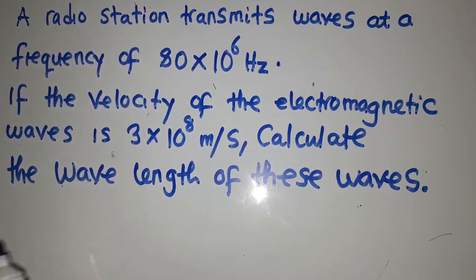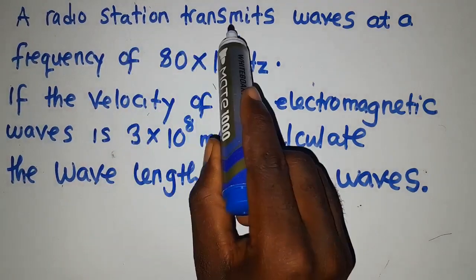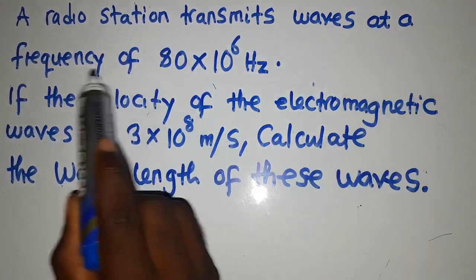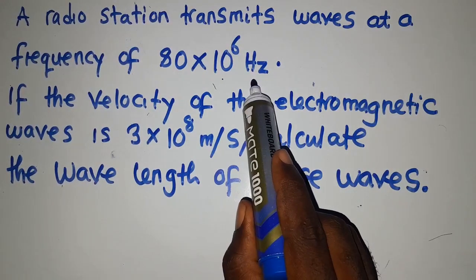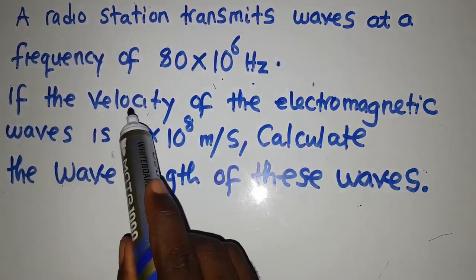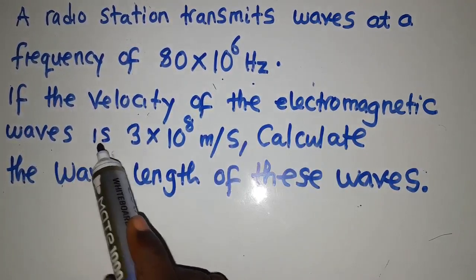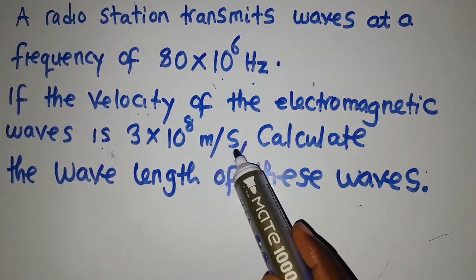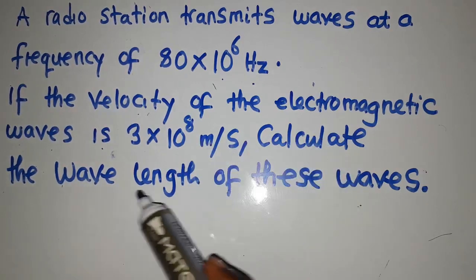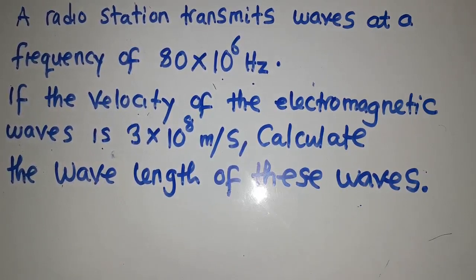So the question is saying, a radio station transmits waves at a frequency of 80 times 10 to the power 6 Hz. If the velocity of the electromagnetic waves is 3 times 10 to the power 8 meters per second, calculate the wavelength of these waves. So there are two parts here.